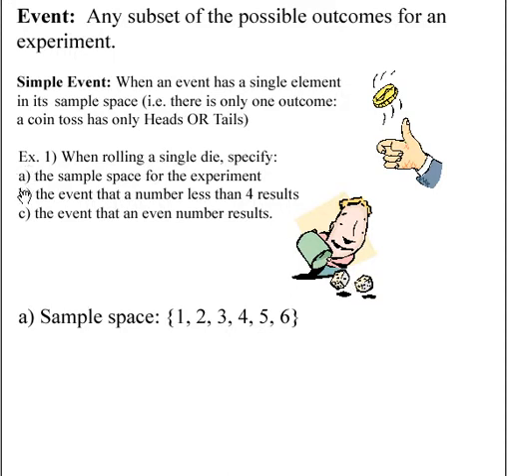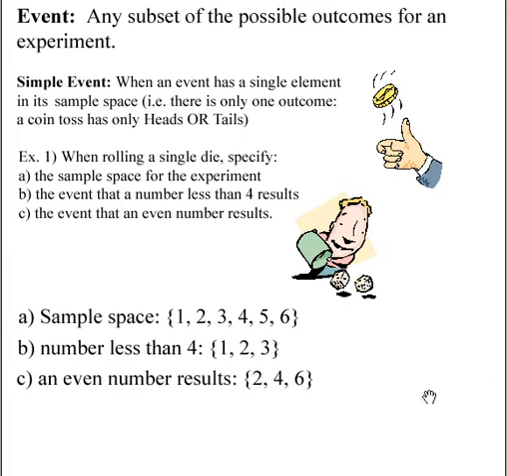So for part B, we want the number less than 4. So we're just going to take our sample space, list all the numbers less than 4. So the sample space for this event is 1, 2, and 3. And as we said, any event is a subset of the possible outcomes. What about an even number? Well, there's only 3 even numbers on that single fair six-sided die. You can get a 2, a 4, or a 6.